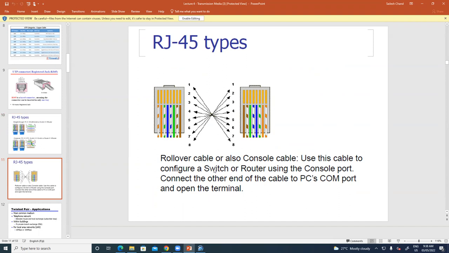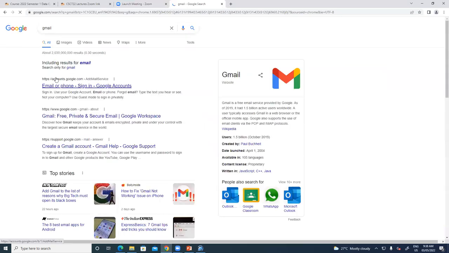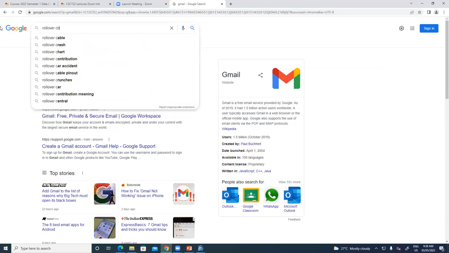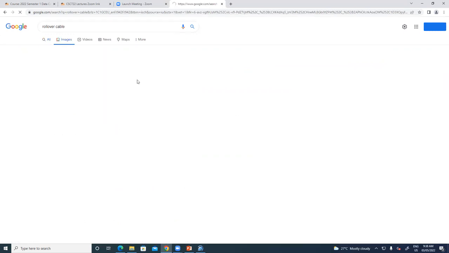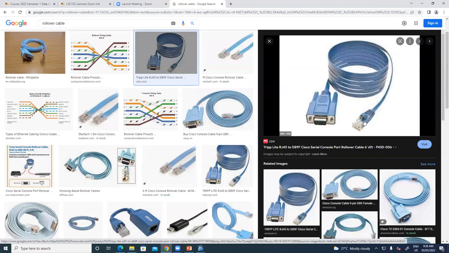So another type of cable that you will normally see is the rollover cable, or another word is console cable. The rollover cable is used for connecting the computer, or you can say the PC, to a device such as a router or a switch. Here is an example of a rollover cable. One end is an RJ45 connector, the other end is a DB9 shaped connector. So in older PCs, this connector was present; PCs nowadays don't have this connector.